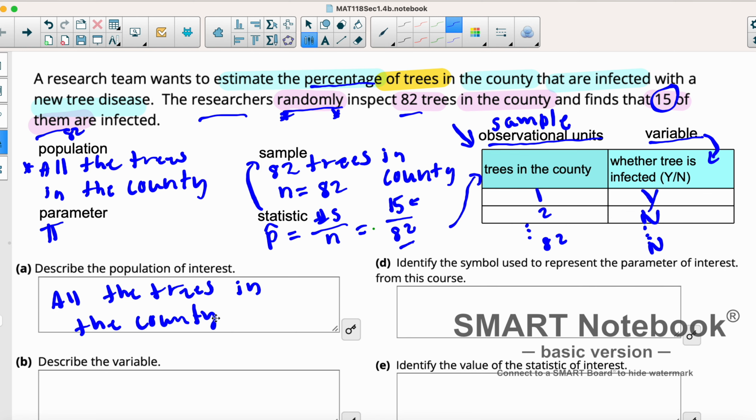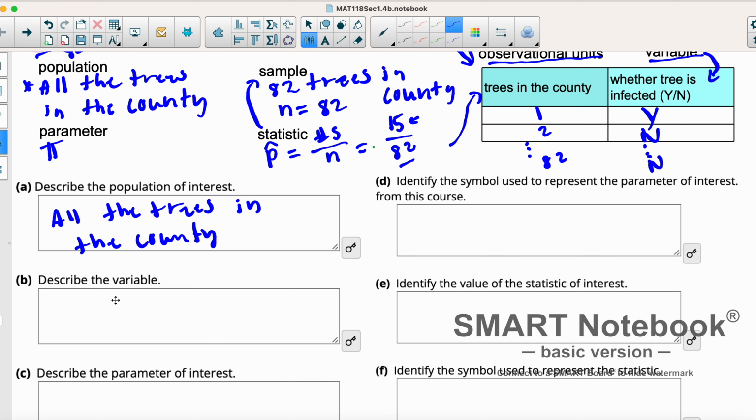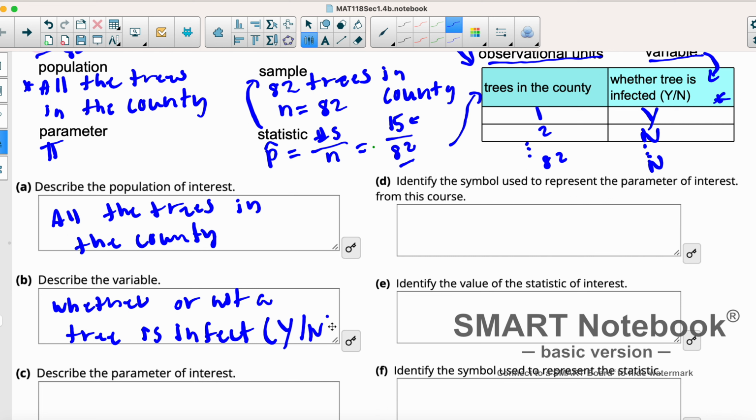And then the variable is, we wrote it on the top of our clipboard here, whether or not a tree is infected. Yes or no. And this is categorical. We wrote a category, yes or no, on our clipboard.